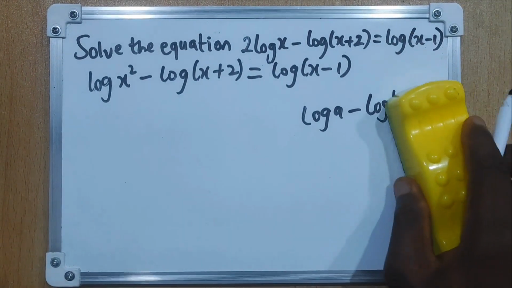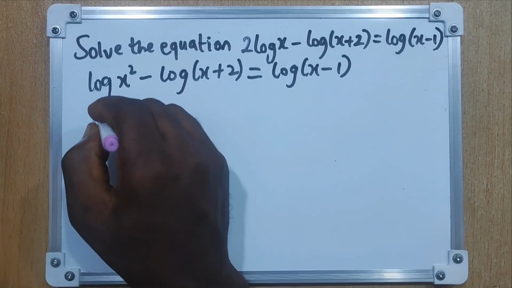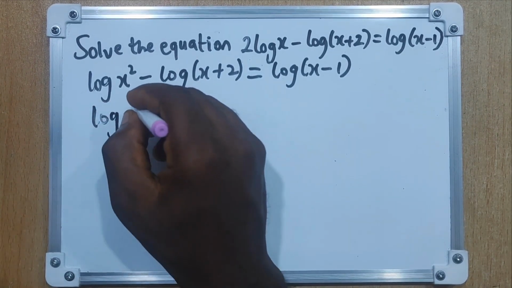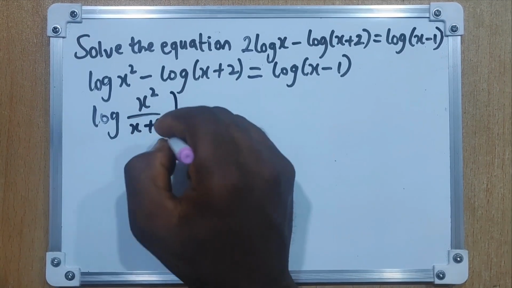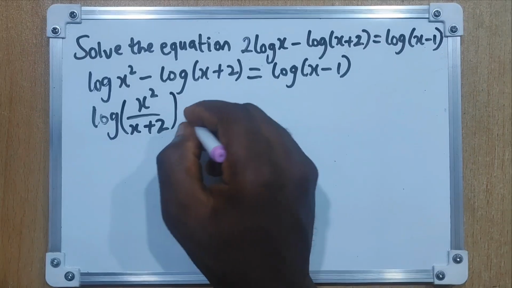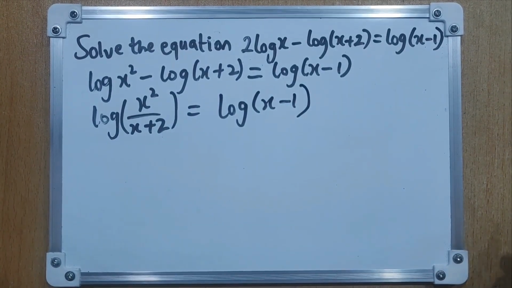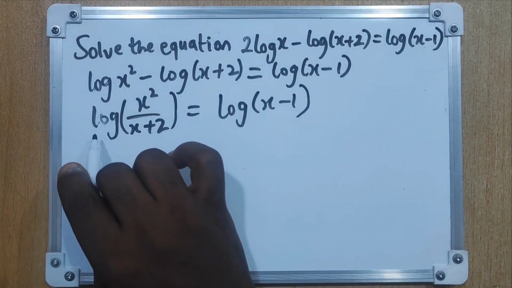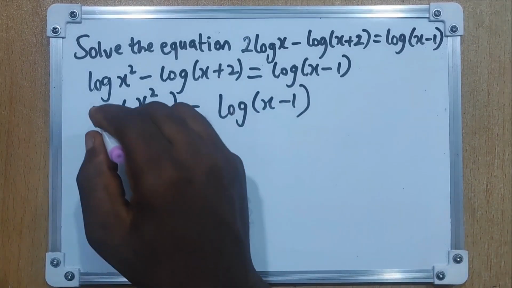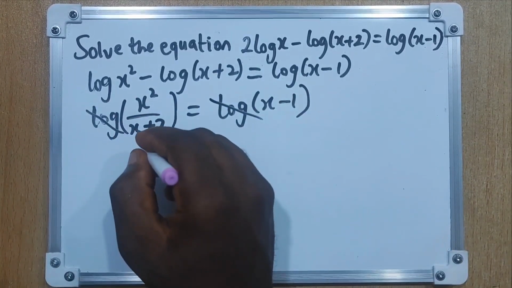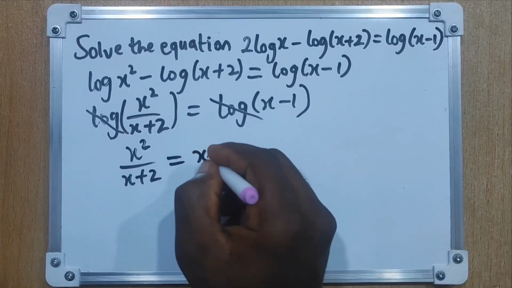So applying that here also, on the left hand side of this equation we have log x squared over x plus 2, I can put this in brackets, equals log x minus 1. Now you will observe that I have just one logarithm on both sides, one to the left side and one to the right side. So at this point I can cancel the logarithms. So I'm left with x squared over x plus 2 equals x minus 1.